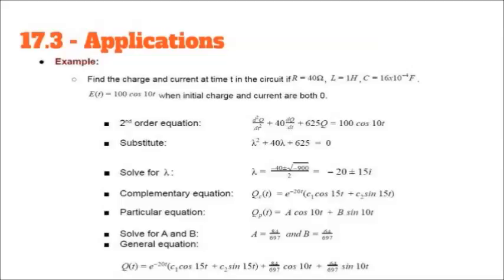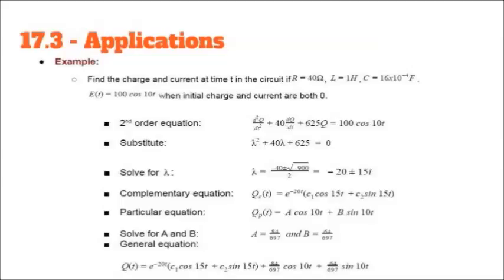So we get the second order equation d²Q/dt² plus 40 dQ/dt plus 625Q is equal to 100 cosine 10t. Then we substitute in lambda squared plus 40 lambda plus 625 is equal to 0.